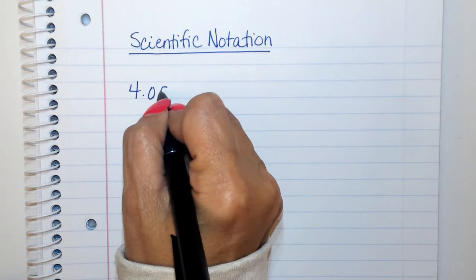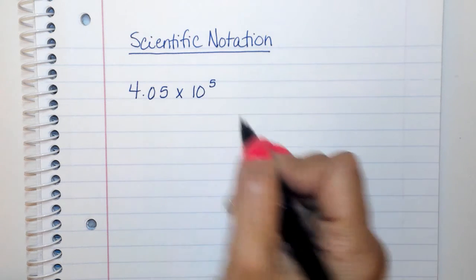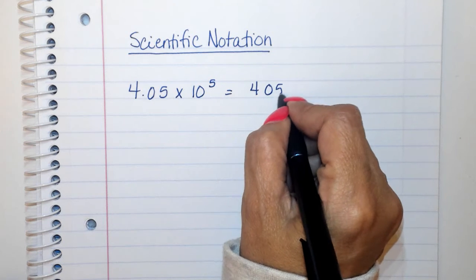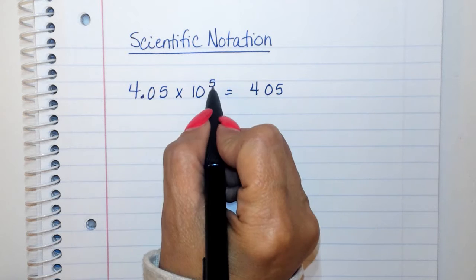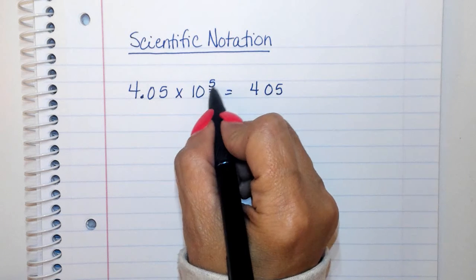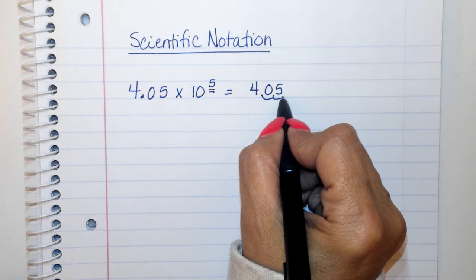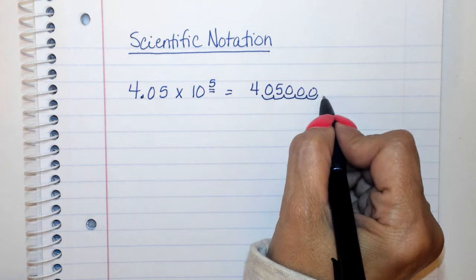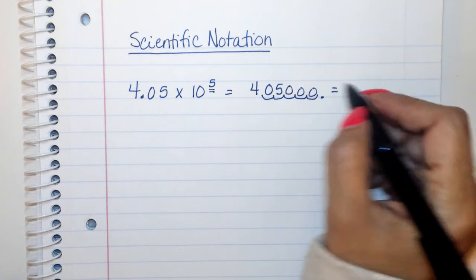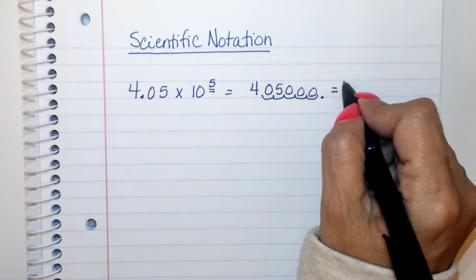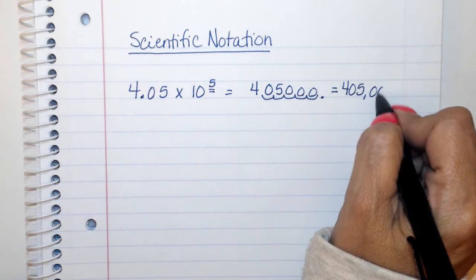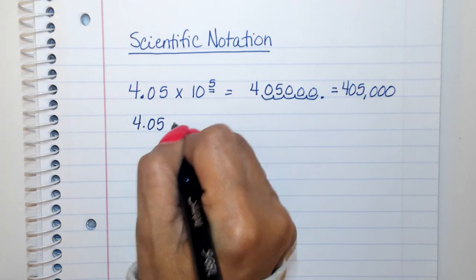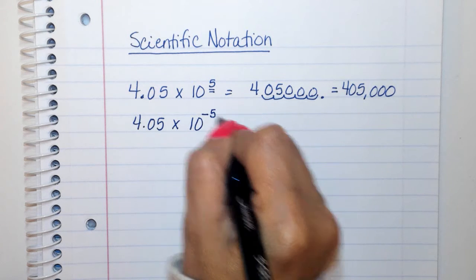So 4.05 times 10 to the 5th power. Remember, that just means you take 4, and then I usually do 0.5. Here's my decimal, and I need to go over 5. When it's a positive, it's getting bigger. So I'm going to go 1, 2, 3, 4, 5. And then I usually fill those in and put my decimal here. I usually put an equals 1, 2, 3, 1, 2, 3. So this is 405,000.